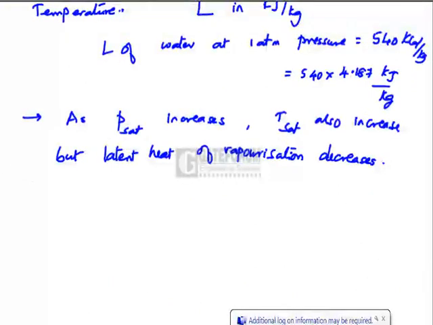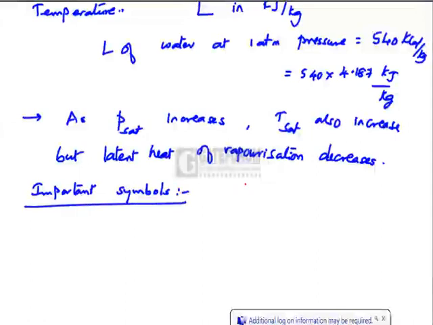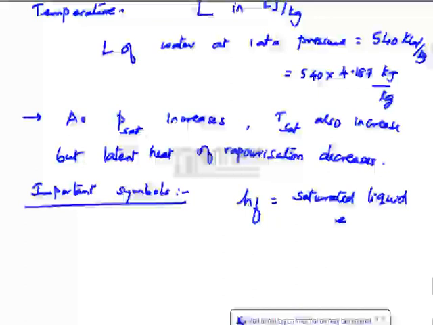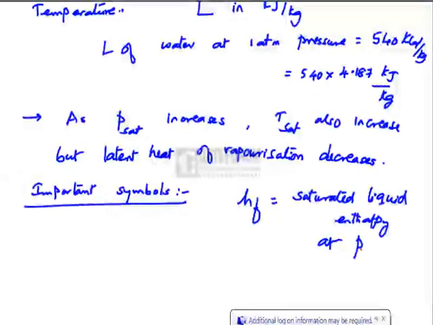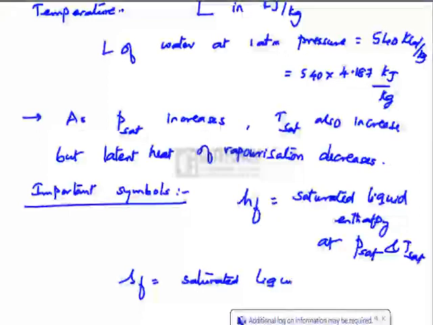Let us give the important symbols of properties like saturated liquid enthalpy, saturated liquid entropy, dry saturated vapor enthalpy, dry saturated vapor entropy, like this. Important symbols or notations. HF is saturated liquid enthalpy at Psat and Tsat. SF is saturated liquid entropy at Psat and Tsat.